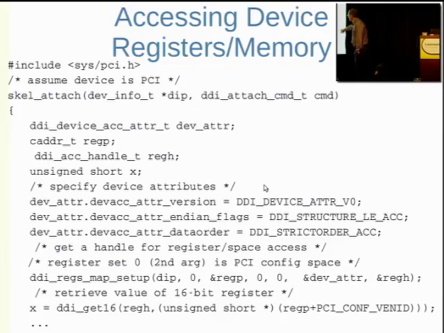You call this DDI regs map setup. You pass in the dev info, so this is typically done in attach. The second argument is which register set. For PCI, 0 is always config space, but other register sets depend on the hardware. The third argument is going to be returned back to you. This will be some kind of a mapping to the registers, and it turns out it'll either be an address, if the registers are memory mapped, or a port number.